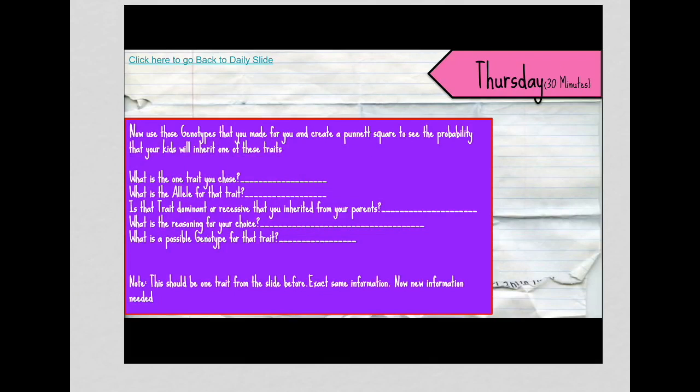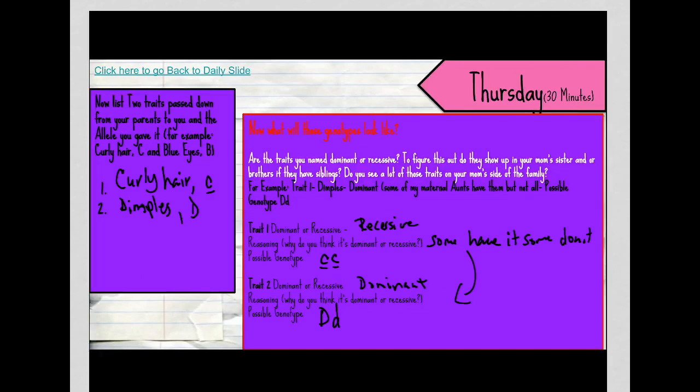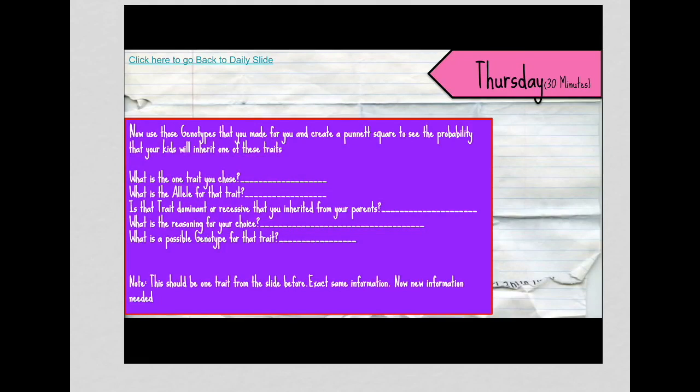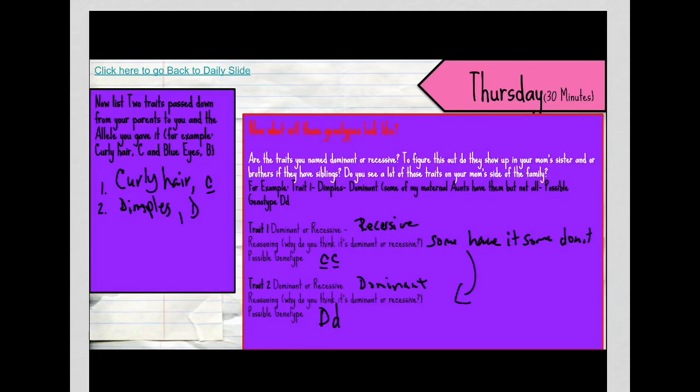All right, going into this slide. So it says, what's one trait that I'm choosing? I'm choosing dimples, okay? So out of these two things, I'm going to go with dimples, okay? So what was the trait that I'm choosing? Dimples. What's the allele I'm giving it? A capital D. Is this dominant or recessive? Dominant. Why? Because some of them have it, some don't. Okay, what is a possible genotype? Capital D, lowercase d. All right, remember this is the exact same thing from here.